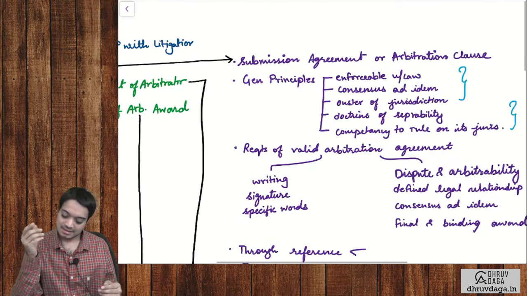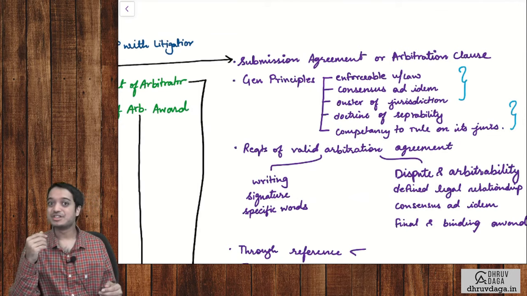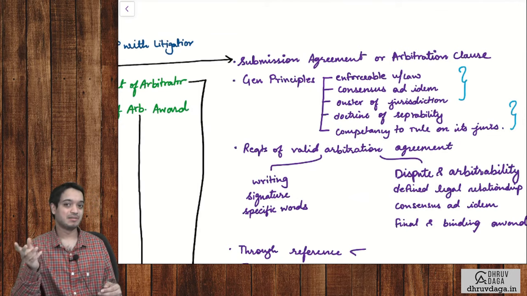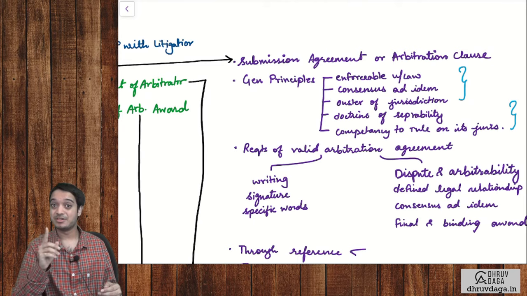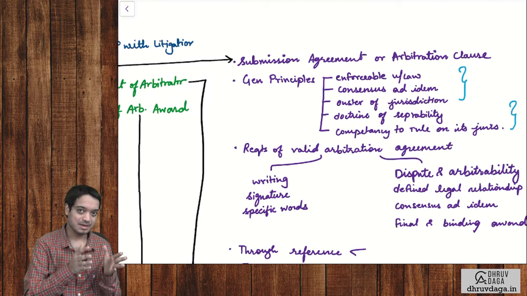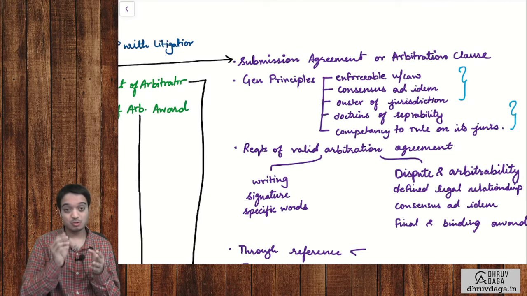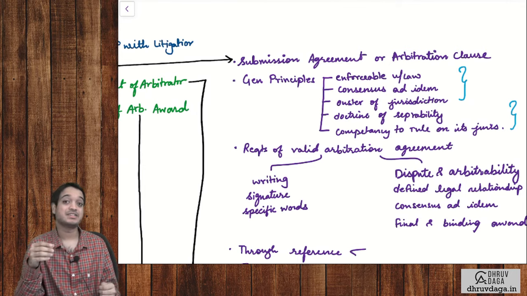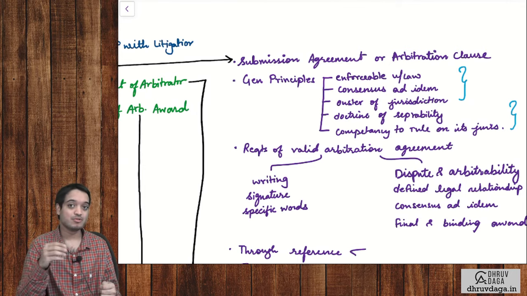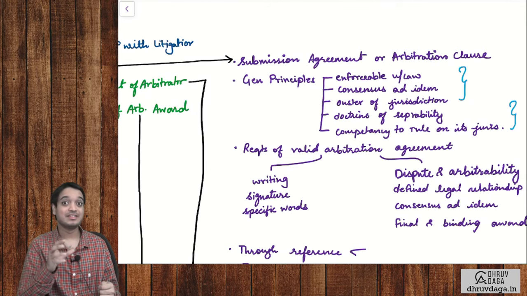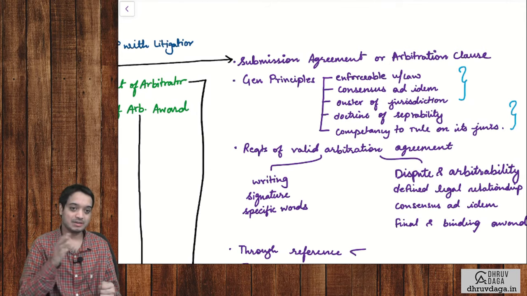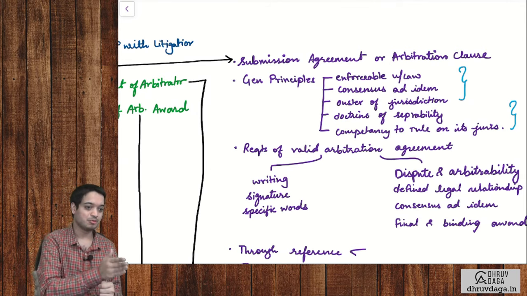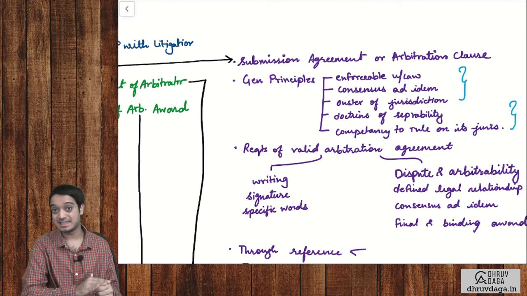Next, let's talk about the arbitration agreement. There can be two types of arbitration agreement. One is an arbitration clause, and the other is a submission agreement. If a clause is inserted in the original contract that in case of any dispute, the parties would go in for arbitration, this is known as an arbitration clause. It was inserted before the dispute took place, in the original agreement itself.